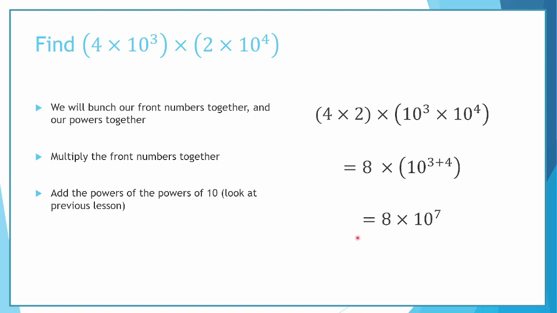And then we're going to do our check to make sure our final number is still in standard form. How are we going to do that? Well, we're going to check to see if our front number is between 1 and 9 inclusive. It is, because it's 8. We're going to check for our times 10, and we're going to check for our power of 10 as well. So 8 times 10 to the power 7 is the answer to 4 times 10 to the power 3 multiplied by 2 times 10 to the power 4.